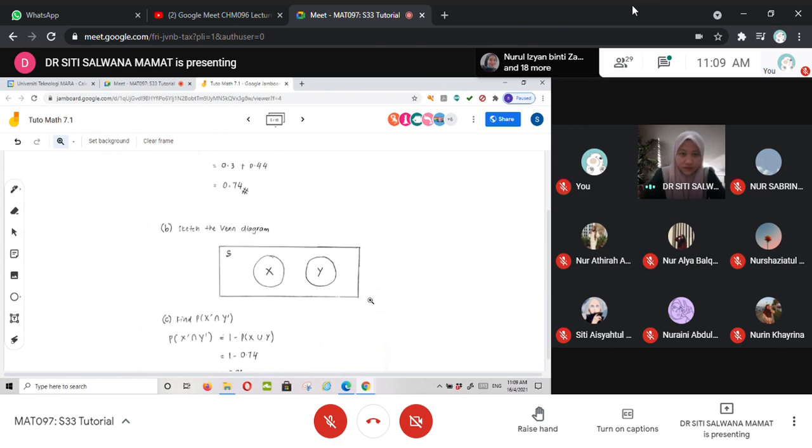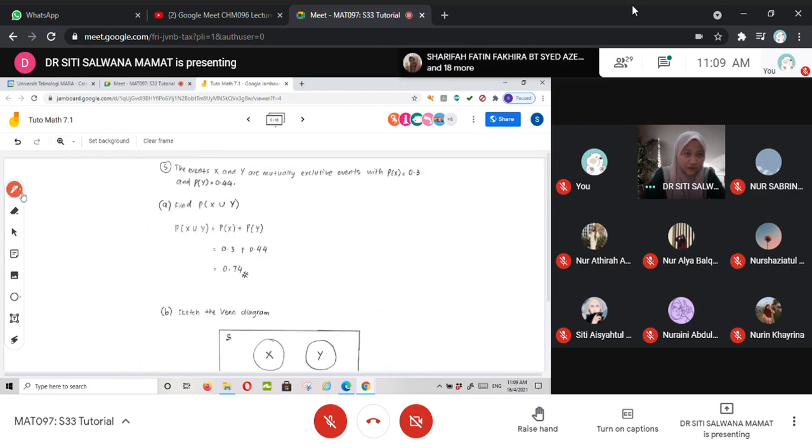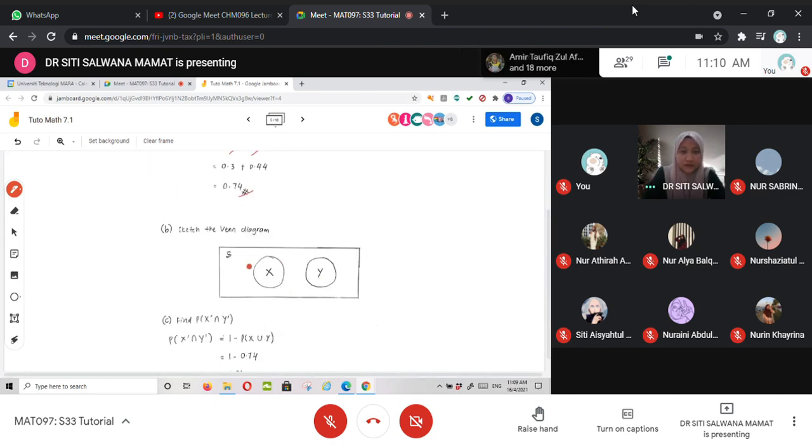Okay, so this one says mutually exclusive. Okay, so if mutually exclusive, there is no intersection. Okay, so for this union, the probability of X union Y, you just add up the probability of X and Y. Okay, so you have 0.74. Okay, so again, mutually exclusive means disjoint events. So you draw separate sets for X and Y.